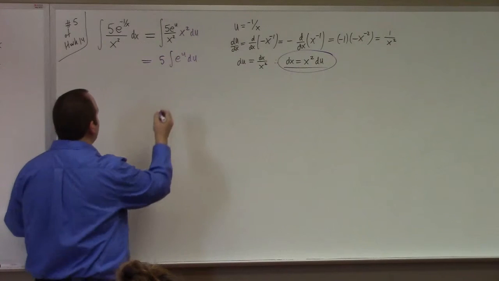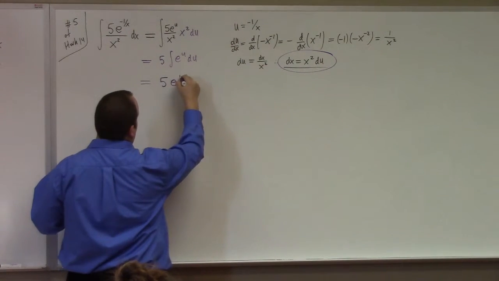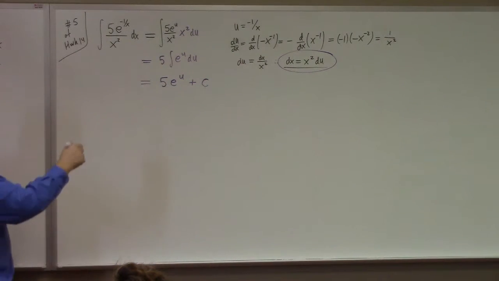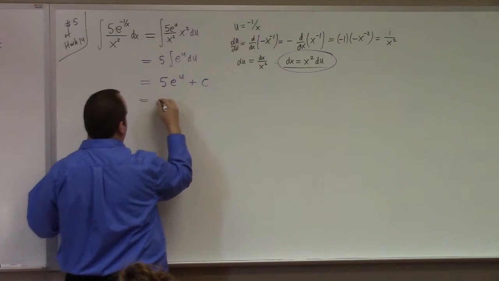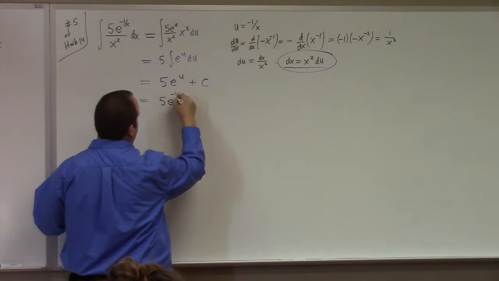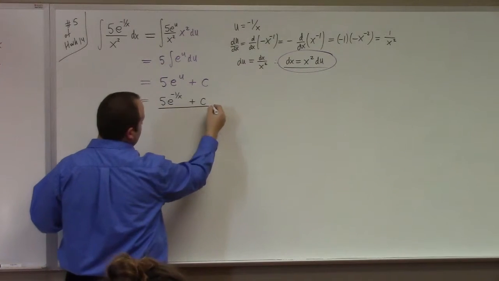Which is what? 5e to the u plus a constant, right? It's always one of those three things if we made the substitution right. And then we have to undo the substitution. What's u? So this is 5e to the minus 1 over x plus a constant. And there, that's how you do it.